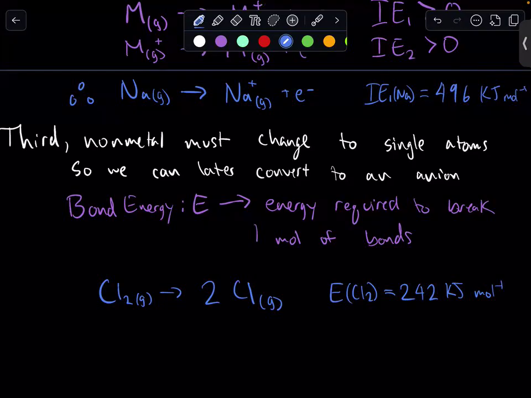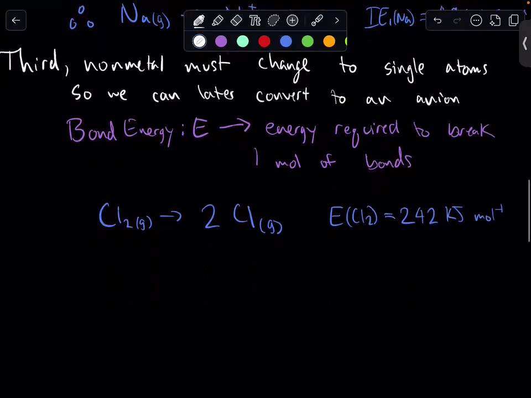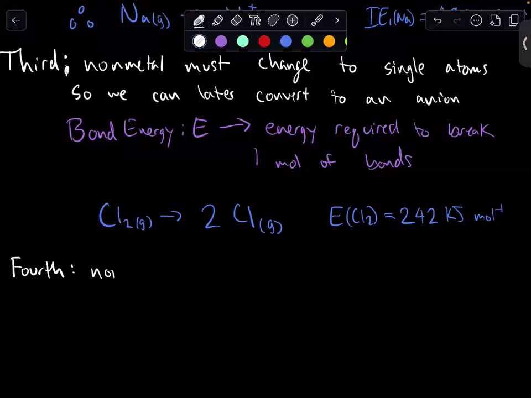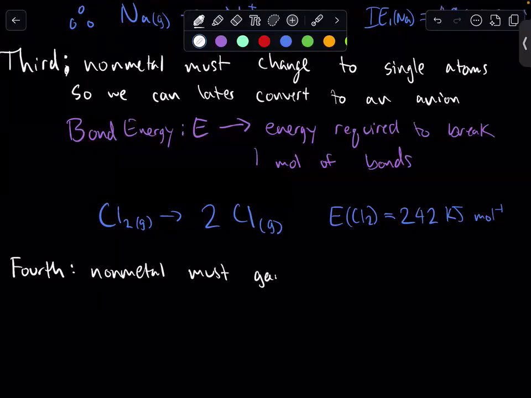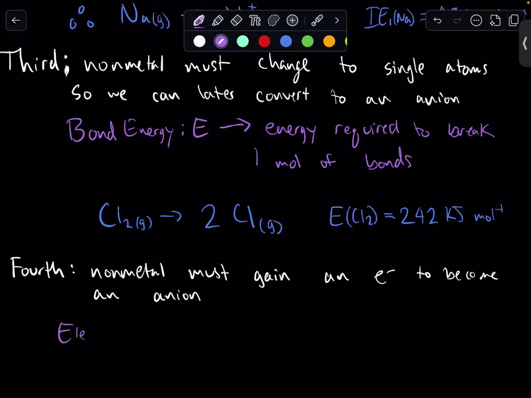We just need to give it an electron. You can probably guess what we're going to use for that. Fourth, the nonmetal must gain an electron to become an anion. Again, this could happen once or twice, depending on what you're using. It's kind of the inverse of ionization energy. This is electron affinity.